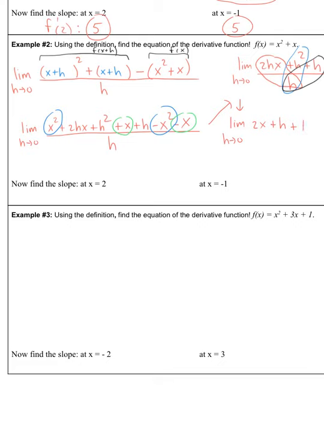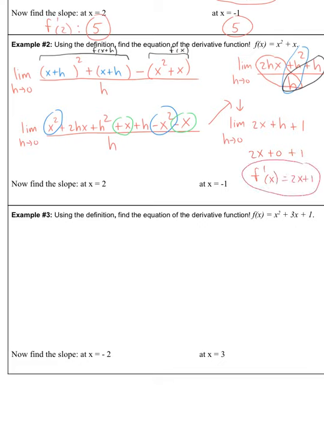All right, now I can do direct substitution. I can plug in 0 everywhere I see h. So I have 2x plus 0 plus 1. Essentially, every term with an h in it goes away. So my derivative function is 2x plus 1.